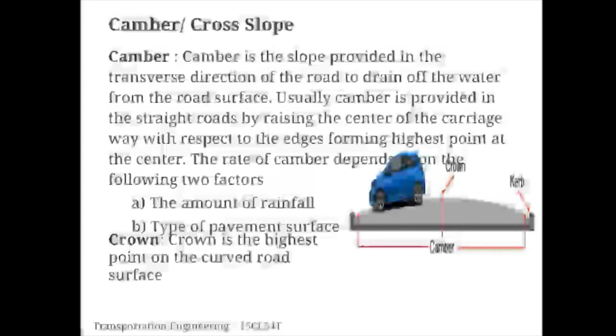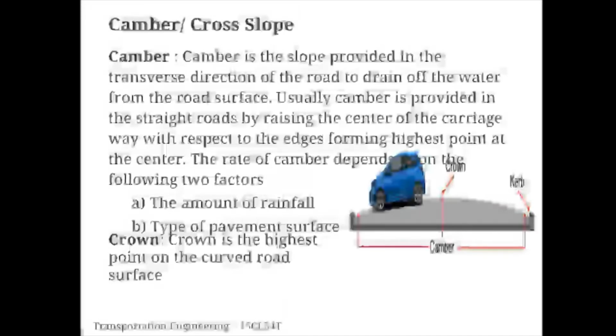Camber is the slope provided in the transverse direction of the road to drain off the water from the road surface quickly. Usually, camber is provided in the straight roads by raising the center line of the carriageway, by raising the center of the carriageway with respect to the edges, forming the highest point at the center, that is forming the crown. The rate of the camber depends on the following factors, that is amount of rainfall and the type of pavement surface. Crown is the highest point on the curved road surface.